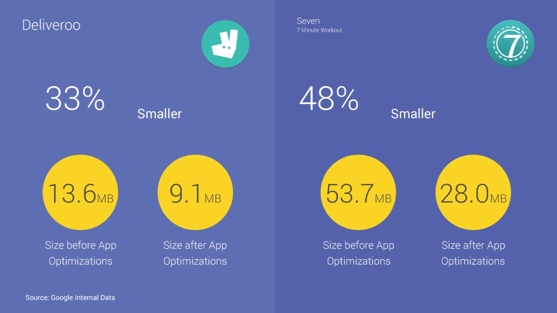We are just getting started to explore this area, and there's a lot more to do. But with our early partners, we estimate that there will be at least 15% savings on average from your APKs. However, we have seen much better results with some of our partners. For example, Deliveroo could reduce the APK size by 33%, and even better, 7-minute workout reduced their APK size by 48%. With this, I will hand over to my friend Xiang, who will talk about the new device catalog feature.